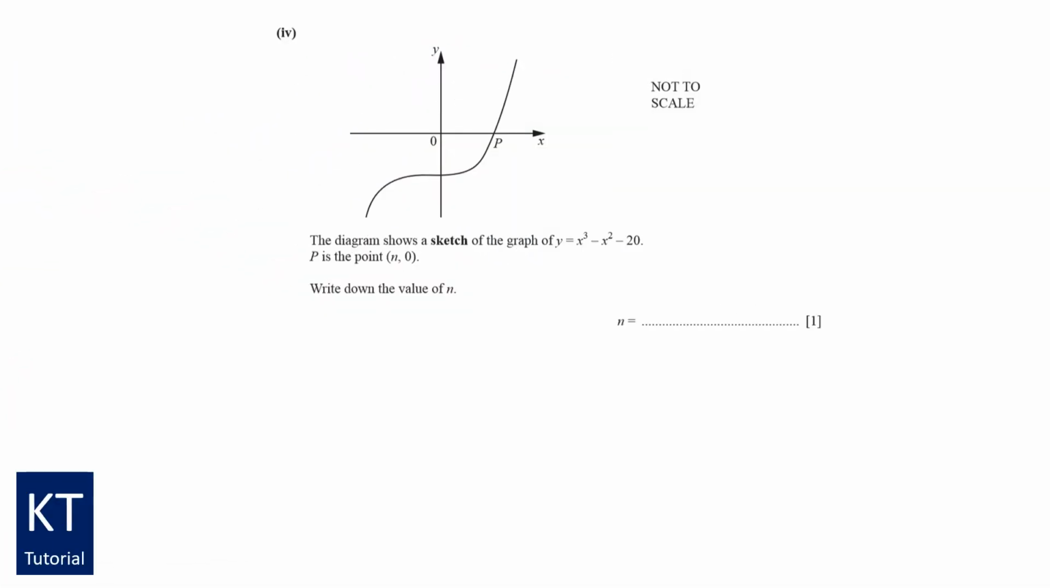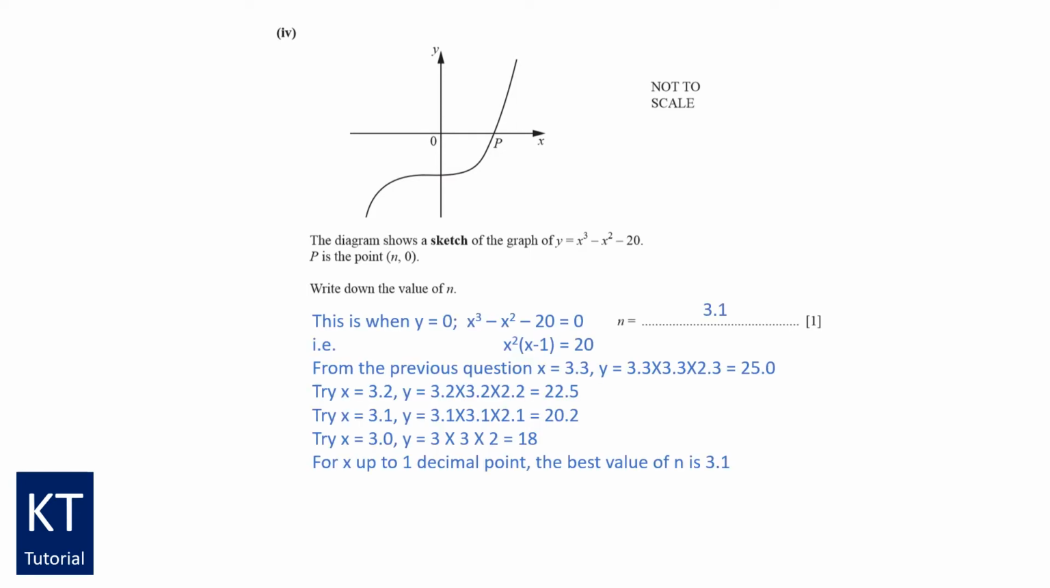Question 3f4. The diagram shows a sketch of the graph of y equals x cubed minus x squared minus 20. P is the point (n, 0). Write down the value of n. This would be solving for x when y equals 0. Taking the answer from the previous question where x is 3.3, we could take sensible values of x for the required refined answer.